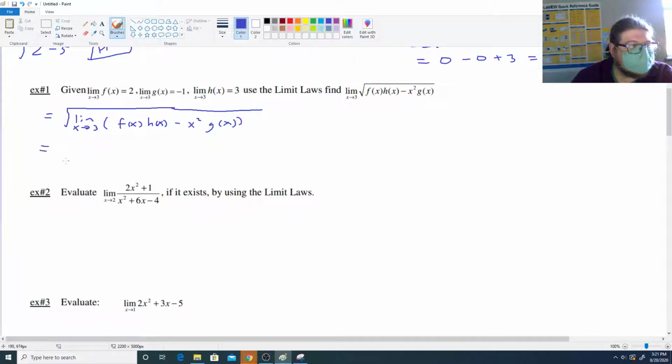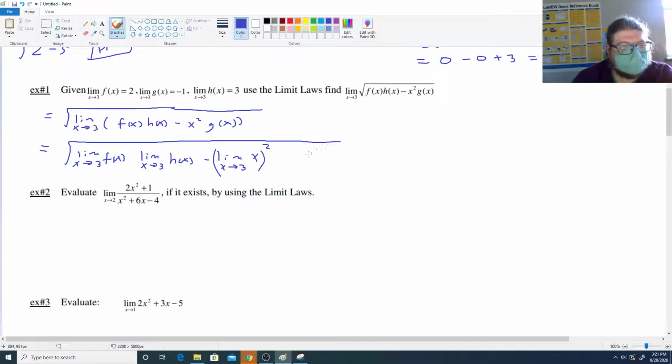And I'll get the square root of the limit x approaches 3 of f of x times the limit x approaches 3 of h of x, minus the limit x approaches 3 of x squared, and then I can pull the limit inside the square and write it that way, and then the limit x approaches 3 of g of x.